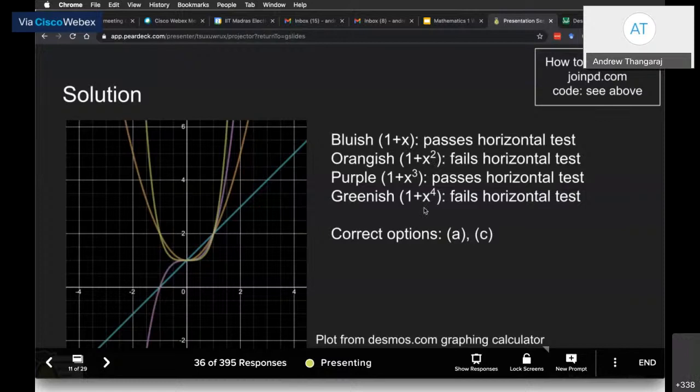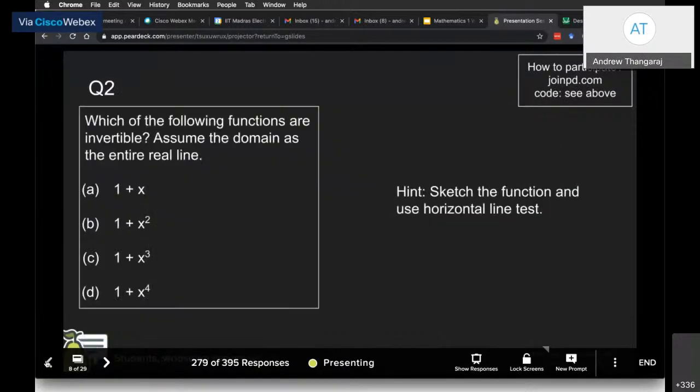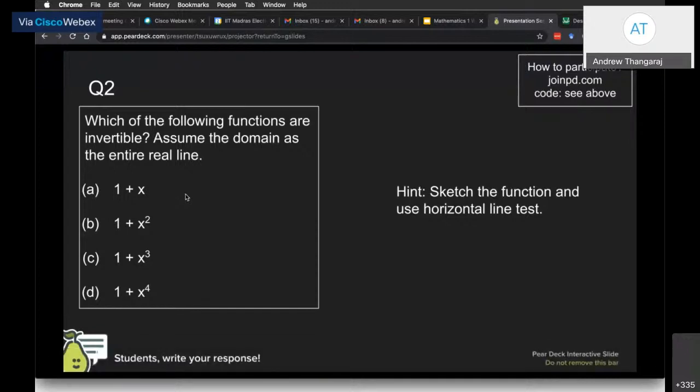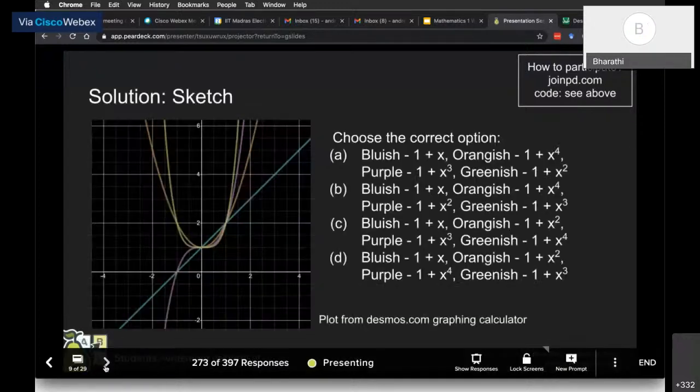On YouTube, they just have a confusion on the answer. Can you just repeat the answer for the two questions? The main question, don't worry about the intermediate question I asked you. This is Q2, and for Q2, the correct answer is A and C. The function A and the function C are invertible. Is that fine? And for the sketch, what is the right answer? For the sketch, the correct answer is C.